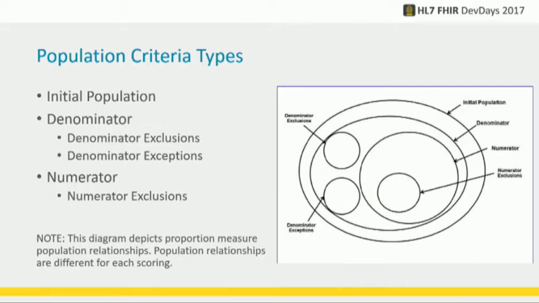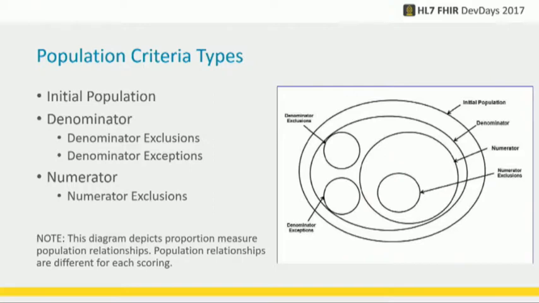So you have initial population, which is the overall set. This is all of the people that we want to deal with. And then you constrain that set to smaller and smaller pieces. So in a proportion, you define the initial population, the denominator, and the numerator. This diagram is showing just a proportion. In a ratio measure, you can have different denominators that are subsets, and they can be disjoint or they can even overlap, depending on the use case for your measurement and how you want to actually pull that together.